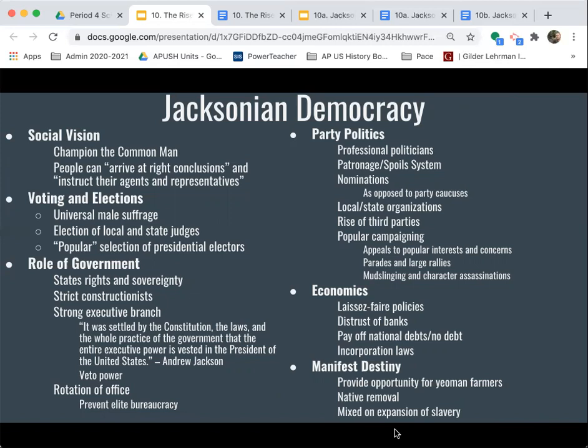I know it was a little longer this week, but Jackson's really, really important. I tell you this because I mean it, because I know it. College Board loves Jackson. So I'll make sure that we know Jackson well and kind of the dynamics that make up this unique and interesting era of American politics.